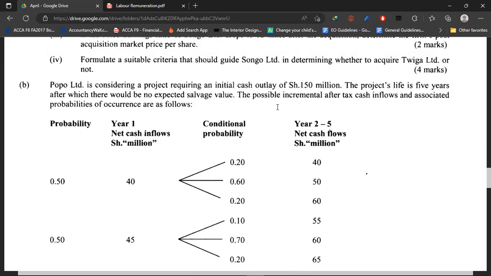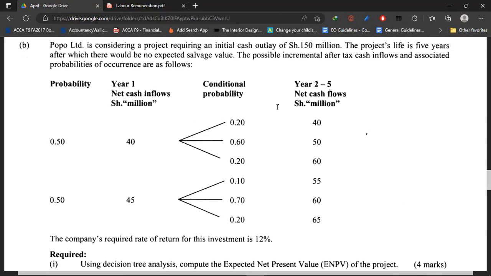The possible incremental after-tax cash inflows and associated probabilities are already given in the question. So the decision we can make to get the net cash inflows is whether to invest or not to invest. If I'm going to invest, I have to incur 150 million shillings. Then in year one, I'm going to have two possibilities: a probability of getting 40 million, or another probability of getting 45 million in year one, which is a lump sum. The lump sum is because the cash flows of the two outcomes are not equal. But from year 2 to year 5, the net cash flows for those respective years are going to be constant.